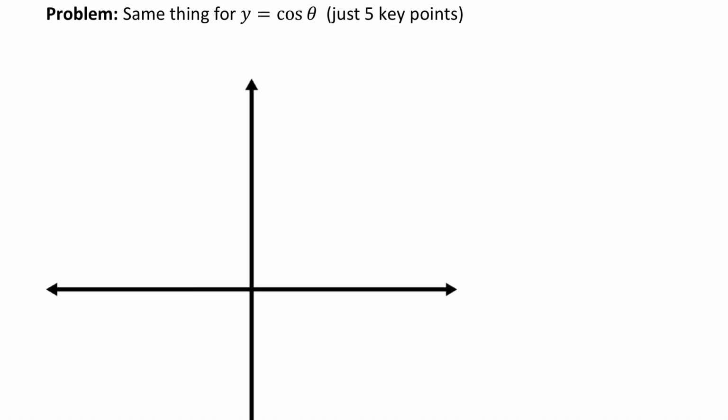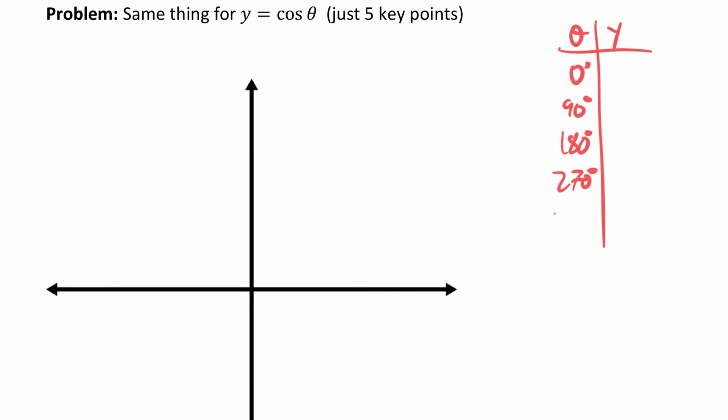Now let's go ahead and do the same thing for cos. Let's get a sketch of the graph of cos theta. But again, just use 5 key points. So over here for your table, when you're picking your theta values, just pick 0, 90, 180, 270, and 360. And then find cos of each of those values. So pause the video and give it a try.